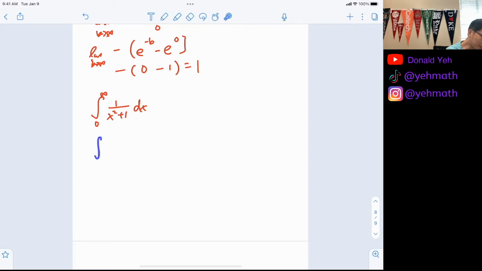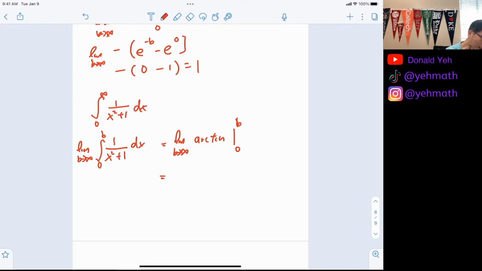So the next one is also the integral from 0 to b of 1 over x squared plus 1 dx when the limit as b approaches infinity. So that's how you should write it out. Now, the integration of that will be arctan, right? From 0 to b, and the limit as b approaches infinity. Now this part is not that bad. So it's going to be arctan of b minus arctan of 0, which as we know is also 0. Wasn't it arctan of x squared?